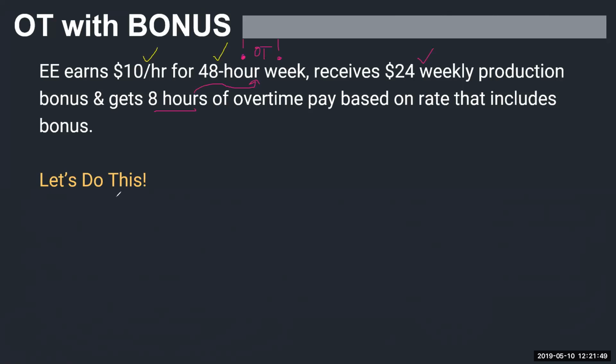So the question then is, if I made $24 over the week and I worked 48 hours, then really, what is my bonus on an hourly value? It took you 48 hours to make $24. If you could break this down per hour, what is it valued at?